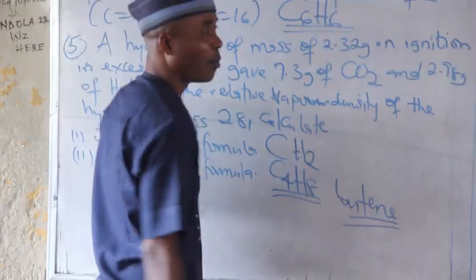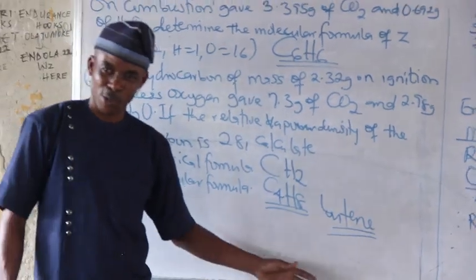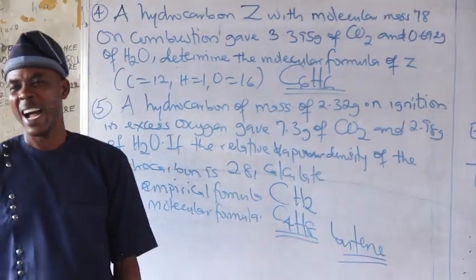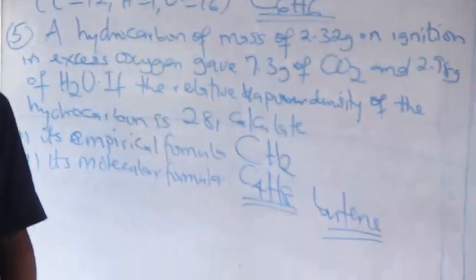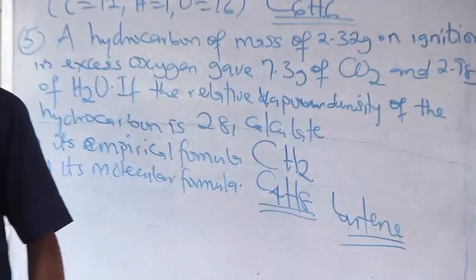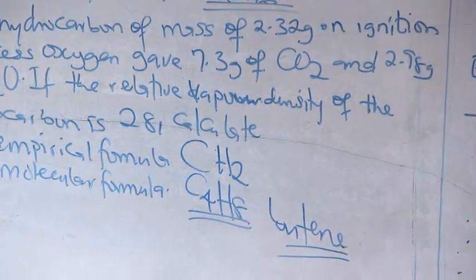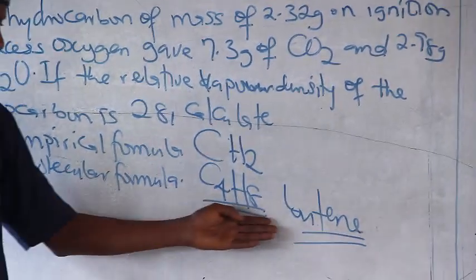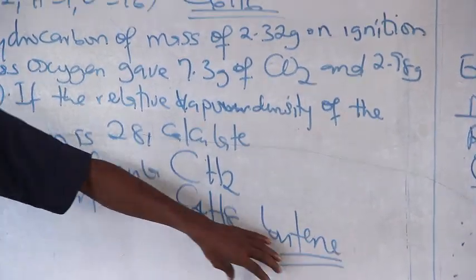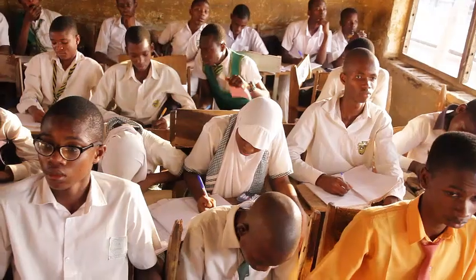Butene. Before we call it, write the structure of the possible isomers of this compound and the corresponding names. I hope you understand the question. Yes, sir. You have the molecular formula to be C4H8, which is butene. Then write the possible isomers of butene. Then write the name of each isomer.